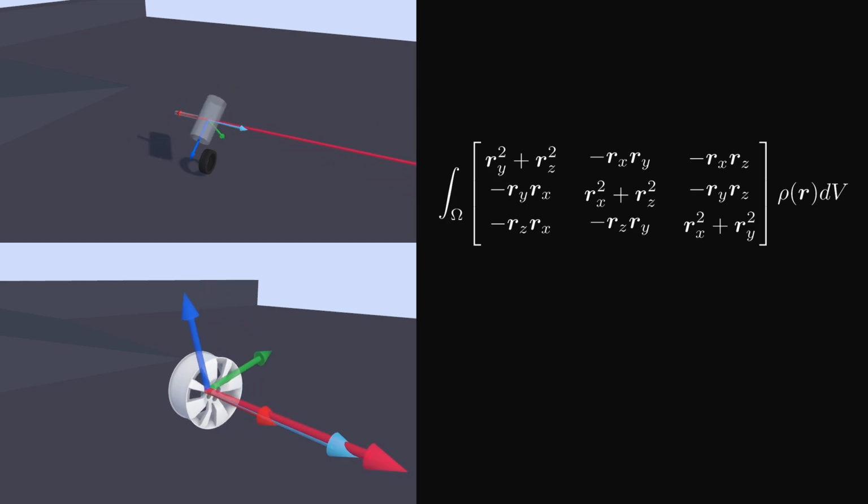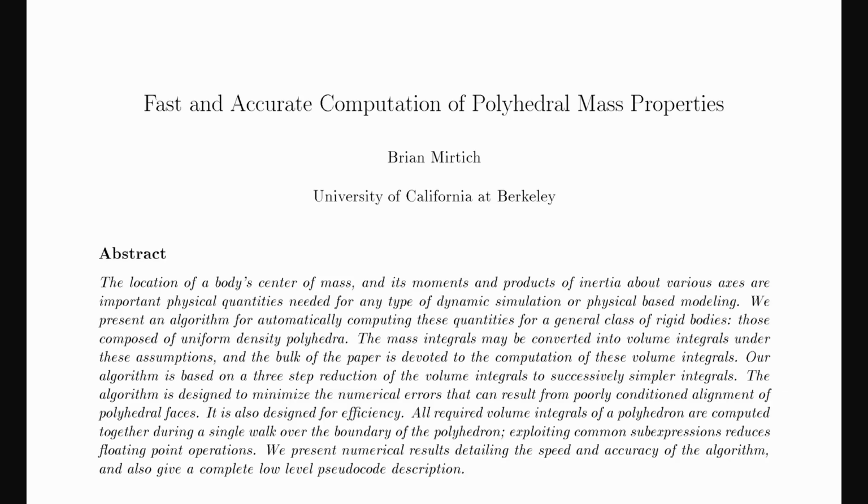Initially, I had of course no clue how to perform the computation, which is why I searched for a solution on the internet. The first useful resource I found was this paper, Fast and Accurate Computation of Polyhedral Mass Properties, by Brian Mirtich, published in 1996.